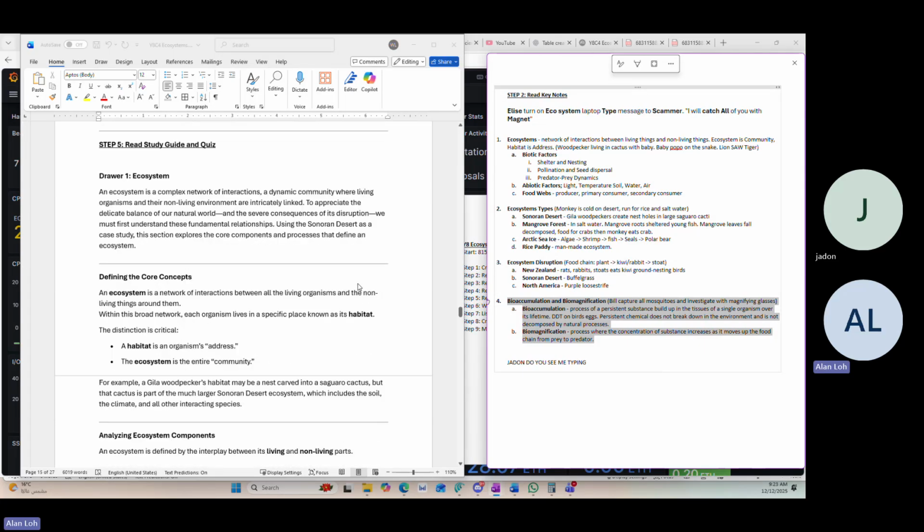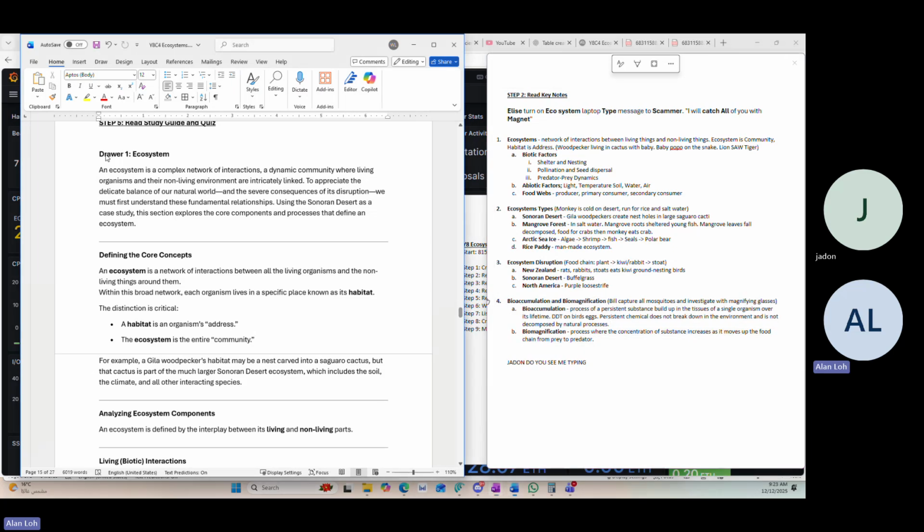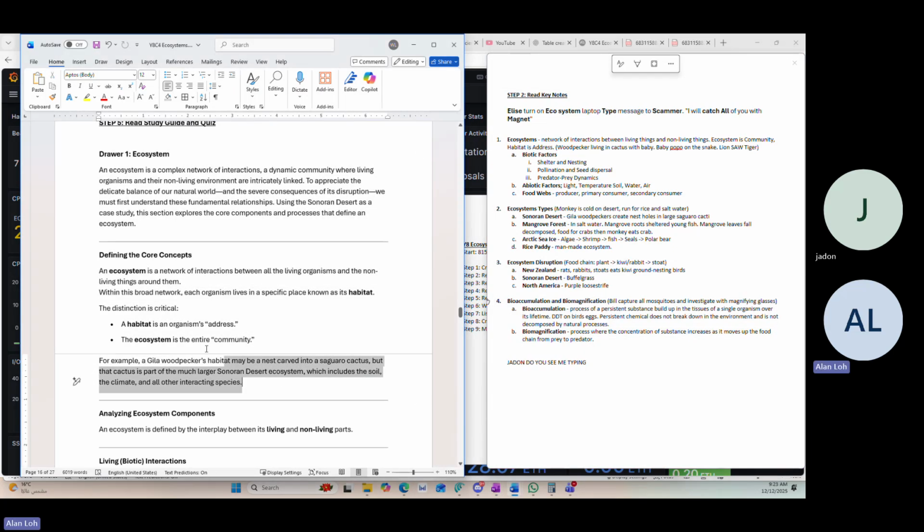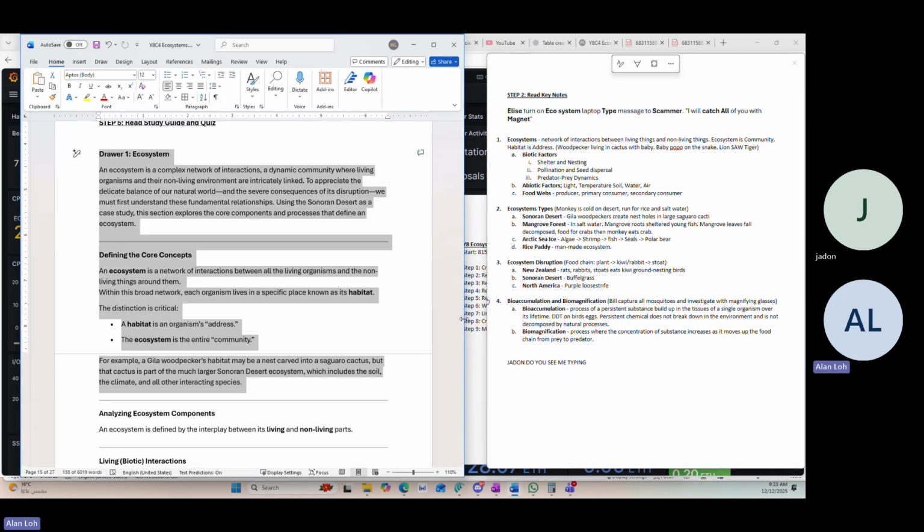Now, step number 5. Step number 5 is to read the guide again and also the quiz. So now, let's read this and tell me which drawer, and tell yourself if there is new information, and then get this information and put it inside your own drawer. Can we do that? Okay, now read and tell me which drawer.